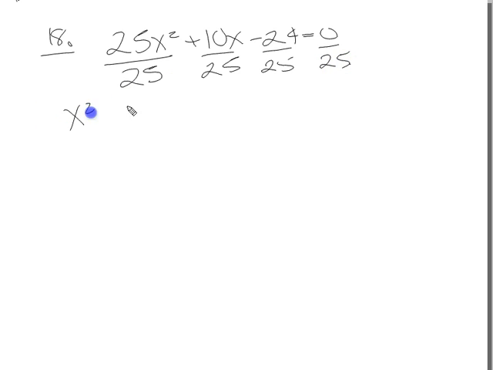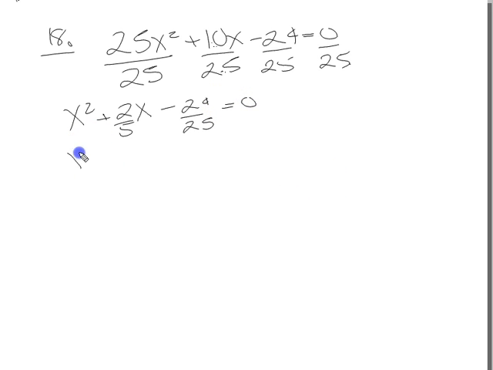So we'll end up with x squared. Now 10 over 25 is 2/5, isn't it? 'Cause there's a 5 common. So I'm just going to put 2/5 here. x minus 24 over 25, yeah? Agreed? And that will equal 0. Okay, that's what we've got to deal with.